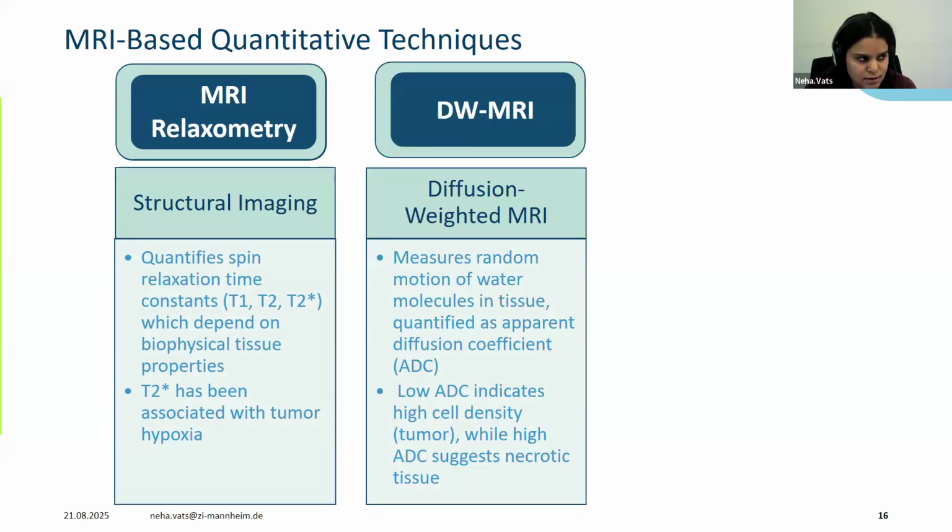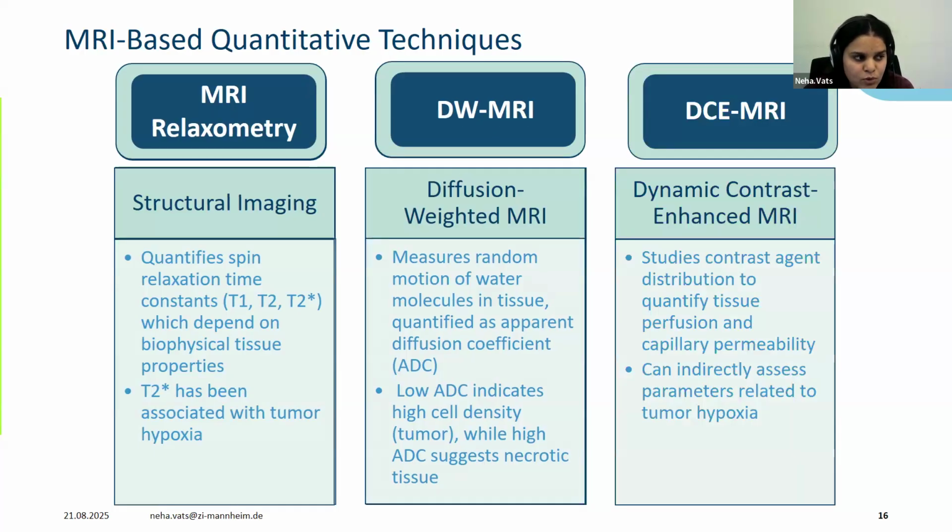Another MR imaging technique is diffusion weighted MRI, which measures random motion of water molecules in the tissue, quantified as a parameter called the apparent diffusion coefficient, ADC. Low ADC indicates high cell density, or that there is a tumor, while high ADC suggests necrotic tissue. So with the help of DWI ADC maps, we can differentiate between tumor regions, necrosis, or normal tissue. We will discuss this in more detail.